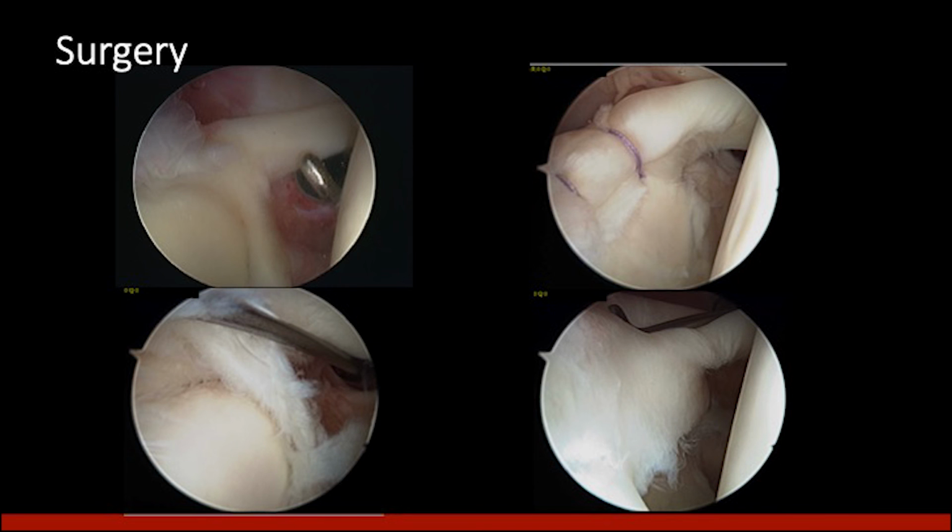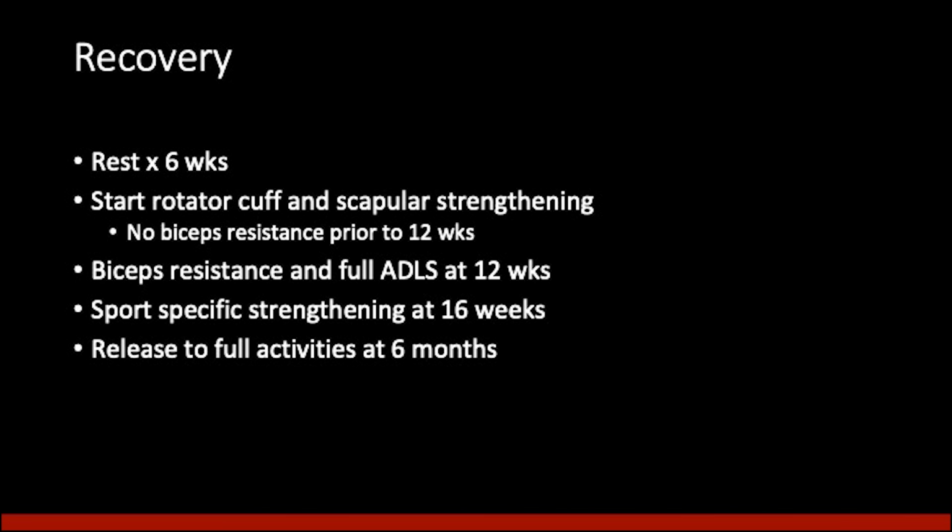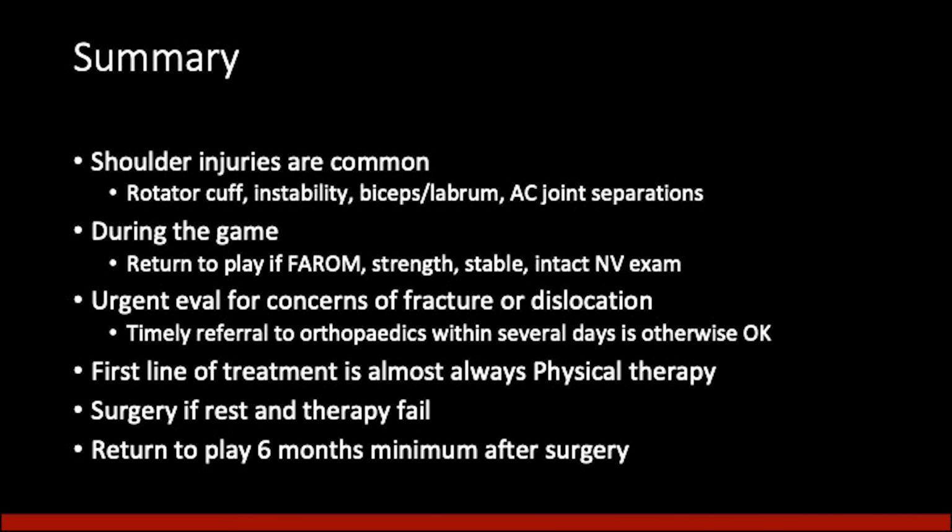Similar to the inferior instability, rest for 6 weeks, then start rotator cuff and scapular exercises, with no resistance exercises for the bicep until 12 weeks. At 12 weeks, we start them on bicep activities, sport-specific strengthening at 4 months, and then full activities at 6 months.